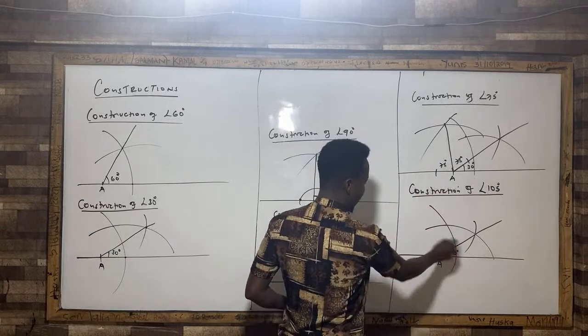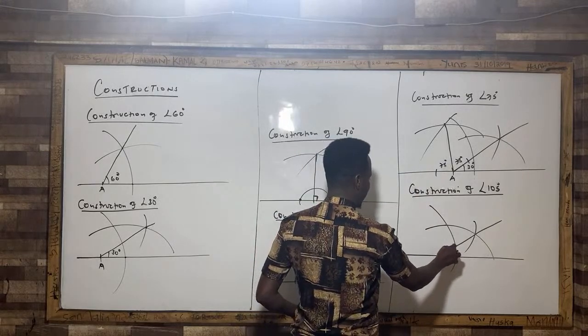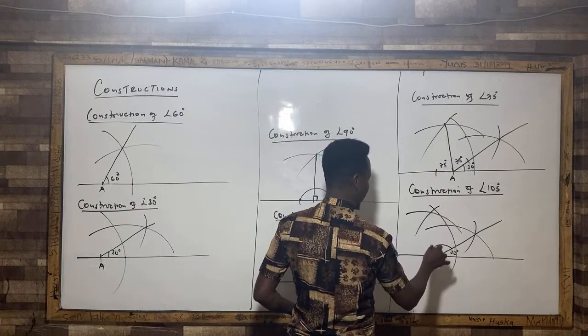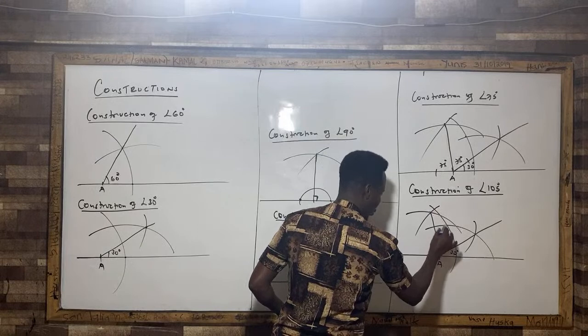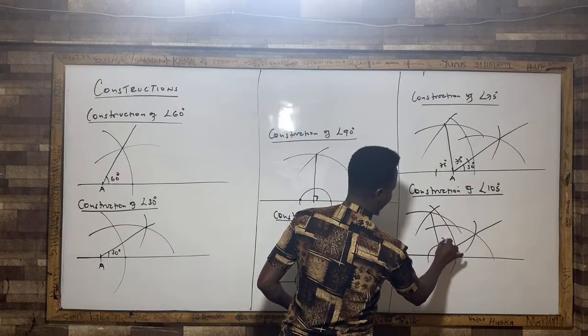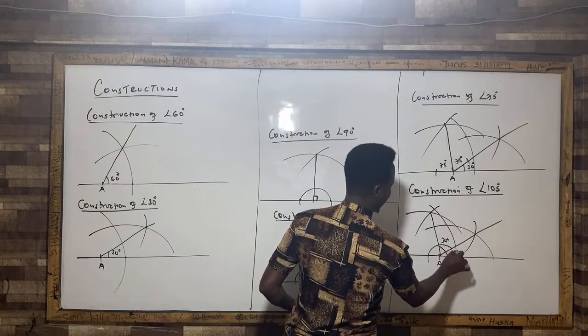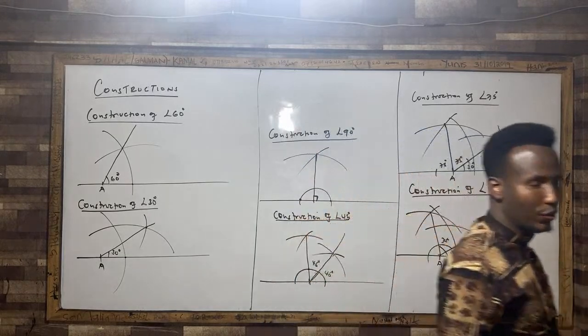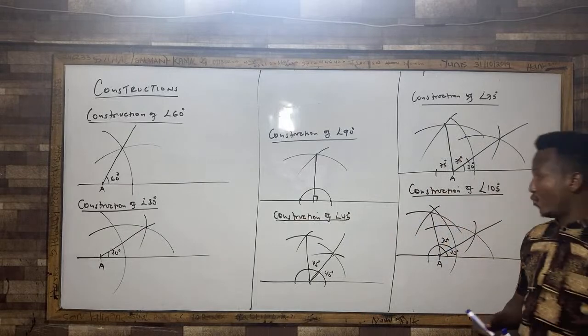So what will I do? I will add 75. I will come here. Bisect this angle. Come here. Do an arc. Come here. Bisect. So join these two. So remember, this is 75 also. 75 plus that will give you what? 105. Okay? That whole angle will give you 105.